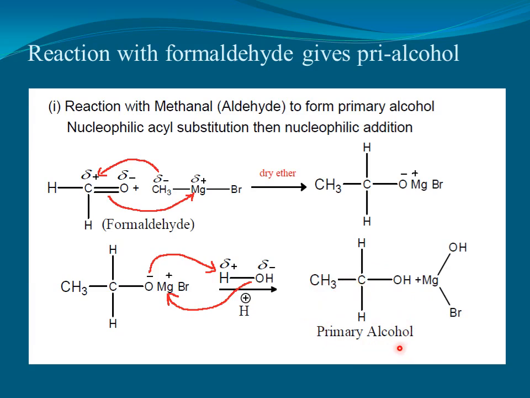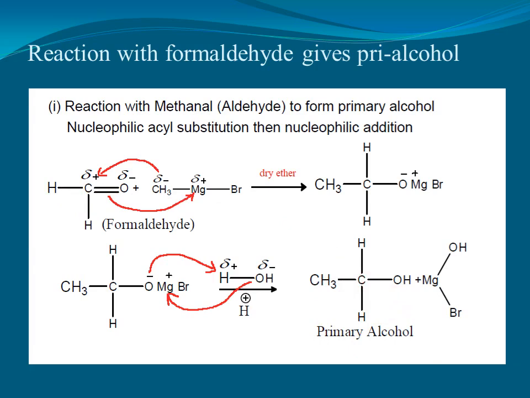Now students, why have we used formaldehyde? Because this carbon is attached to two hydrogen atoms. In this way, this is going to be a primary carbon atom, giving a primary alcohol.